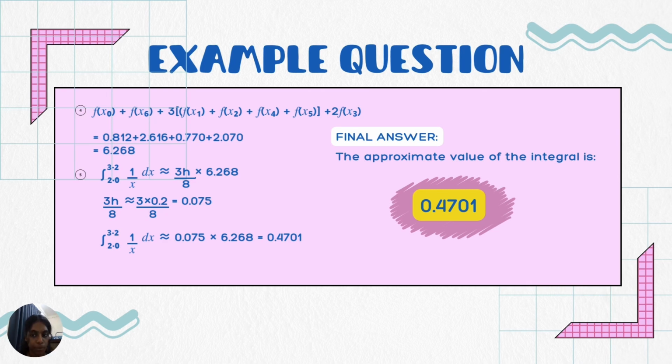Step 4, compute the total sum, which is equal to 6.268. Step 5, multiply by the scaling factor. So 3h over 8 equals 3 times 0.2 over 8, which is equal to 0.075. So the integral from 2.0 to 3.2 of 1 over x dx is estimated as 0.075 times 6.268, which is equal to 0.4701. And the final answer is that the approximate value of the integral is 0.4701.